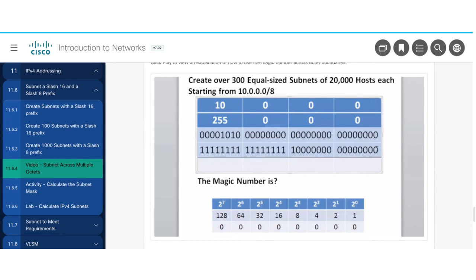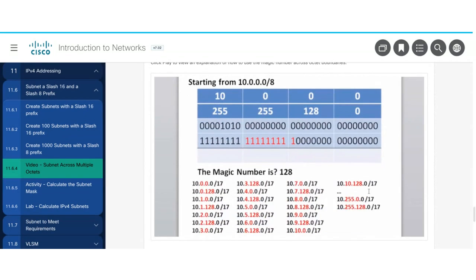2 to the 15th power is 32,768, minus 2 would be 32,766 hosts per subnet. That meets the requirement of having at least 20,000 hosts in each subnet. So this scenario would work.